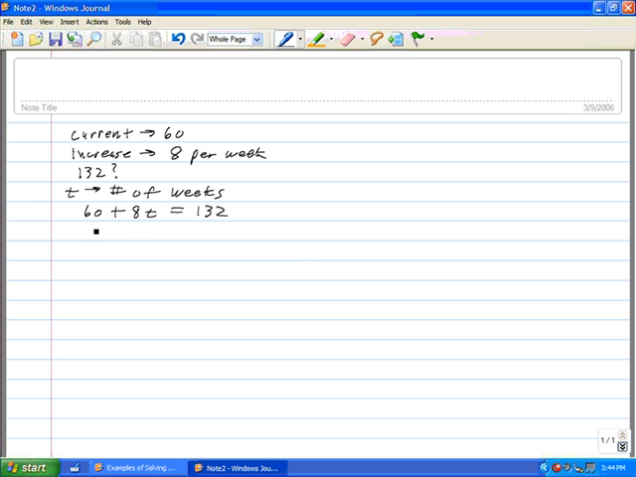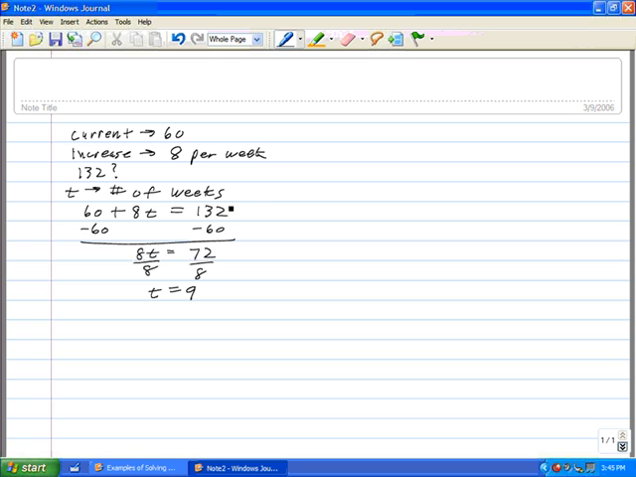So we're going to subtract off the constant, similar to what we did before. We'll get an 8t equaling 72. We're going to divide both sides by 8, and for that we get a 9. So it would take 9 weeks, increasing at 8 per week, to hit a production of 132.